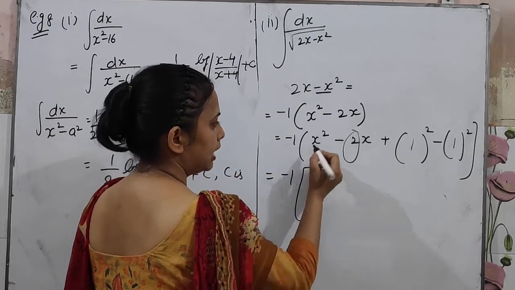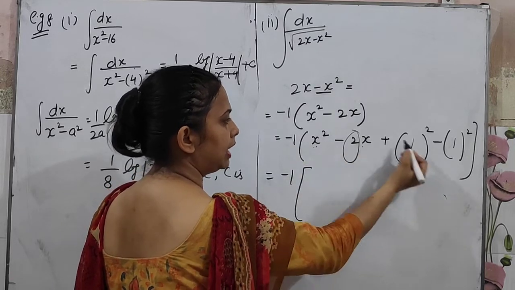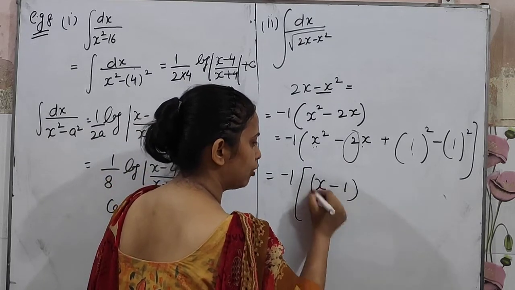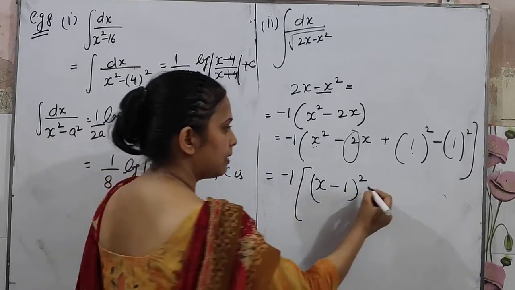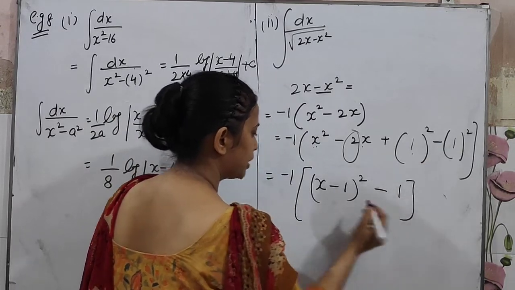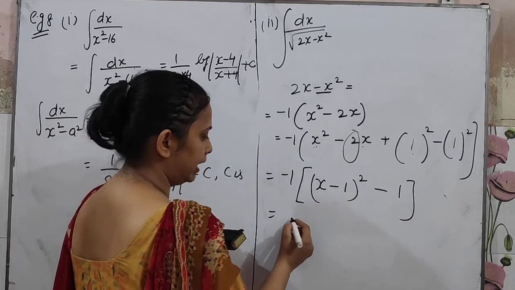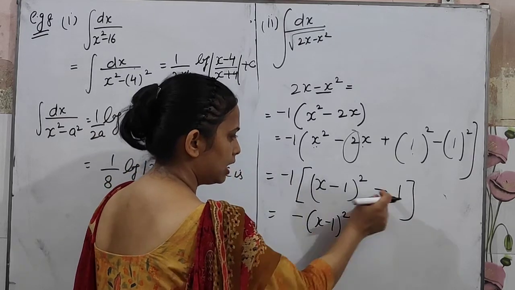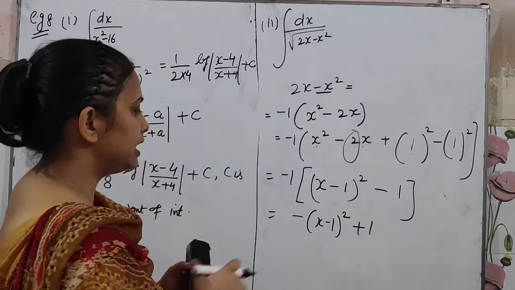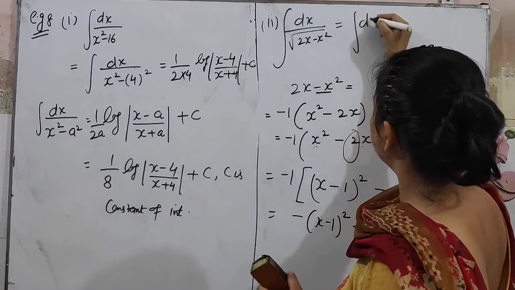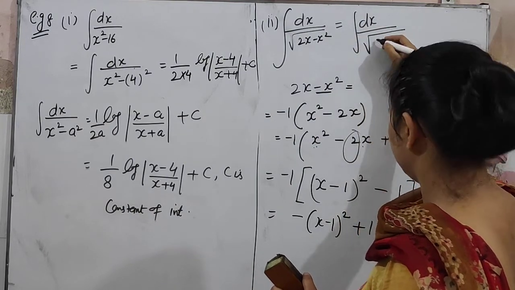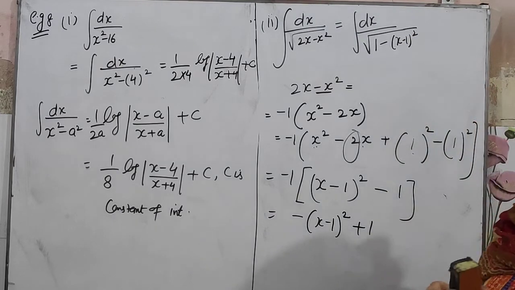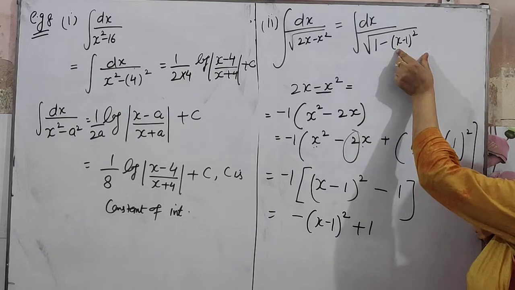Next, minus 1 times a square minus 2ab plus b square, which is a minus b whole square. So x square minus 2x plus 1 square is x minus 1 whole square, minus 1 square, and 1 square is 1. Now multiply minus 1 inside; it becomes minus minus plus. So minus x minus 1 whole square plus 1. So this can be written as dx upon under root of 1 minus x minus 1 whole square.